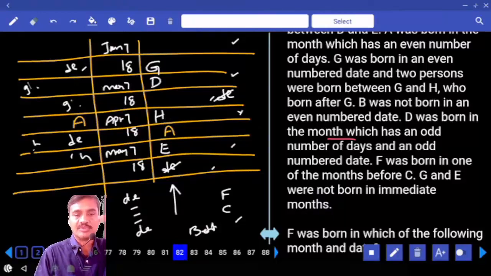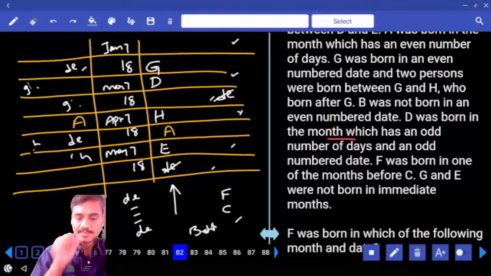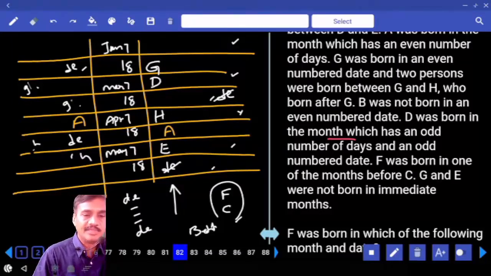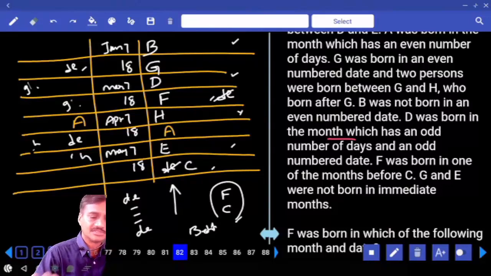G and E were not born in the consecutive months. Hence, where should this C be? E is here. Remaining information, F and C are here. And B born in odd number date. Hence, B is here. B is here. F is here. F is here. C is here.